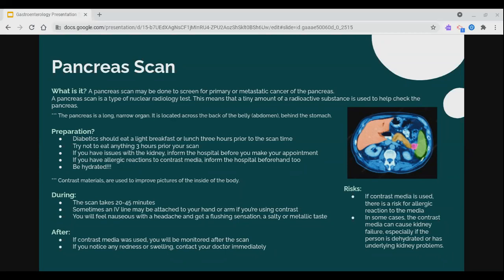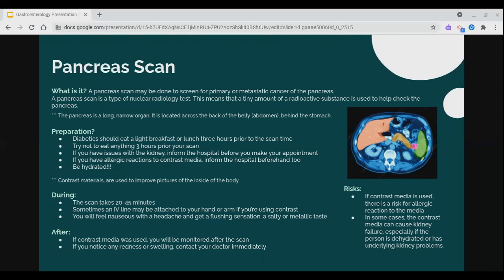Preparation for the pancreas scan. Diabetics should eat a light breakfast or lunch 3 hours prior to the scan time. You should try to refrain from eating anything 3 hours prior to your scan to help reduce the side effects. If you have any issues concerning the kidney, inform the hospital before making your appointment. If you have any allergic reactions to contrast media, remember to inform the hospital so you can get a scan without one. And please remember to hydrate yourself.